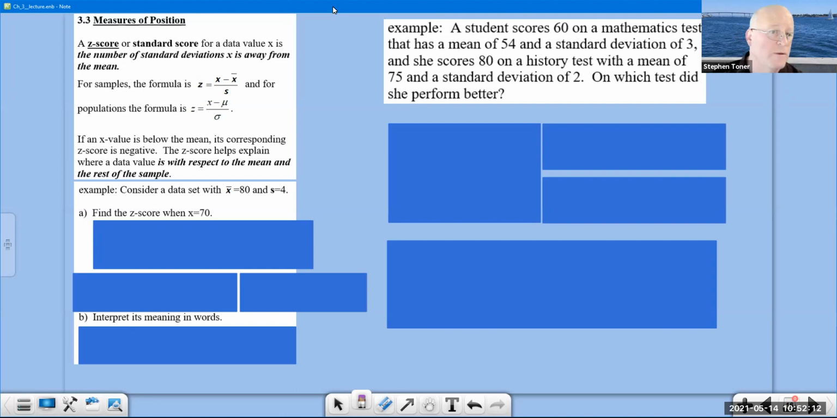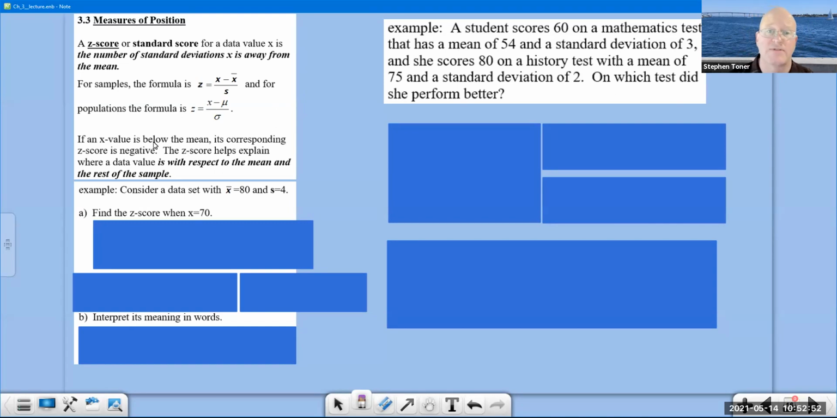Now, we're going to start with this definition of a z-score, also known as a standard score. It basically describes the number of standard deviations that X, that data value, is away from the mean, the number of standard deviations away. And we have a formula for calculating the z-score or the z-value. And this is really the same formula. One time I used X bar and S for sample values, and the other time I used mu and sigma, but basically they're the same formula.